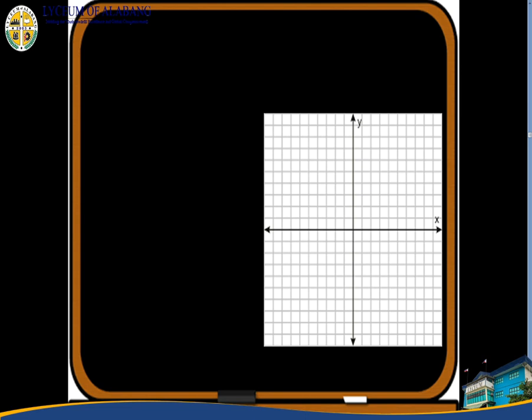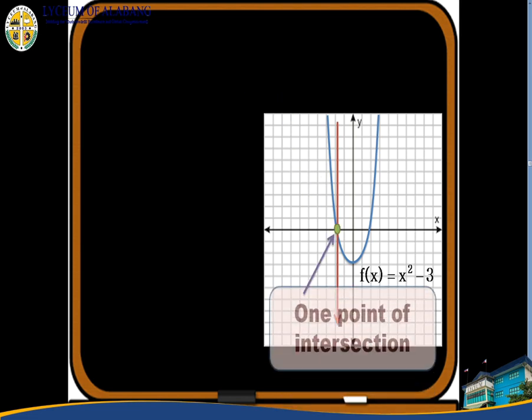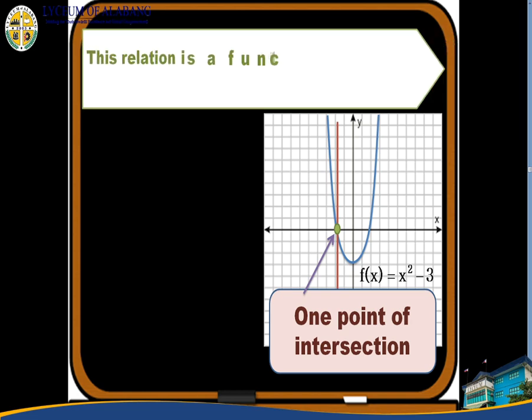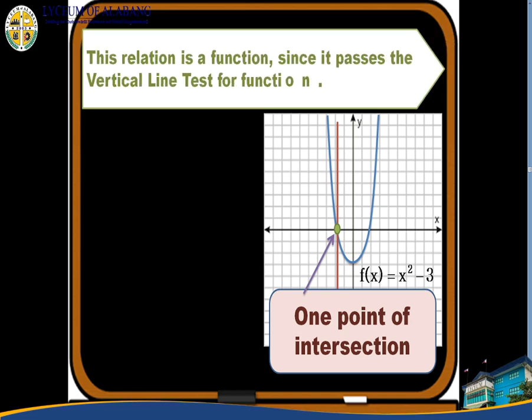here's the graph of the function f(x) = x² − 3. The graph forms a parabola that opens upward. It indicates the graph continues up the visible grid. So, assume that all real numbers are involved. To check if the graph is a function, we use the vertical line test. Since there is one point of intersection, this relation is a function since it passes the vertical line test for functions.